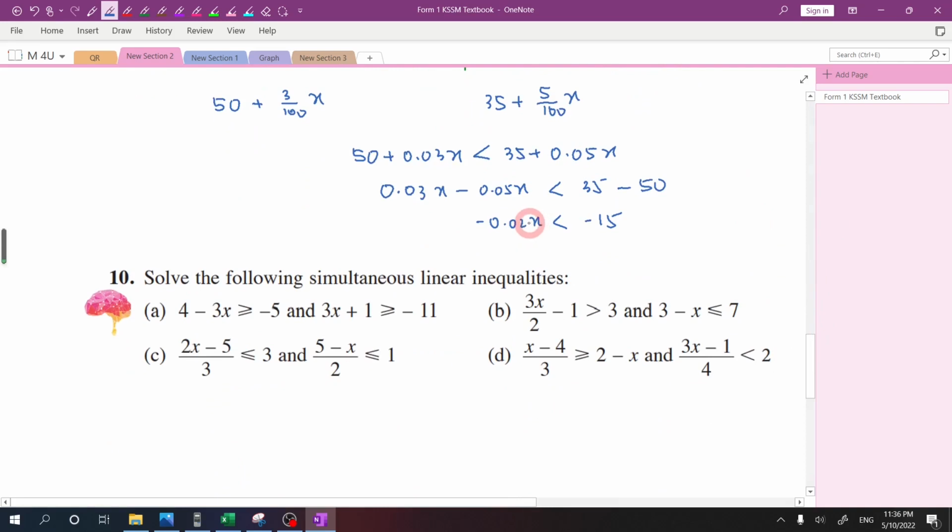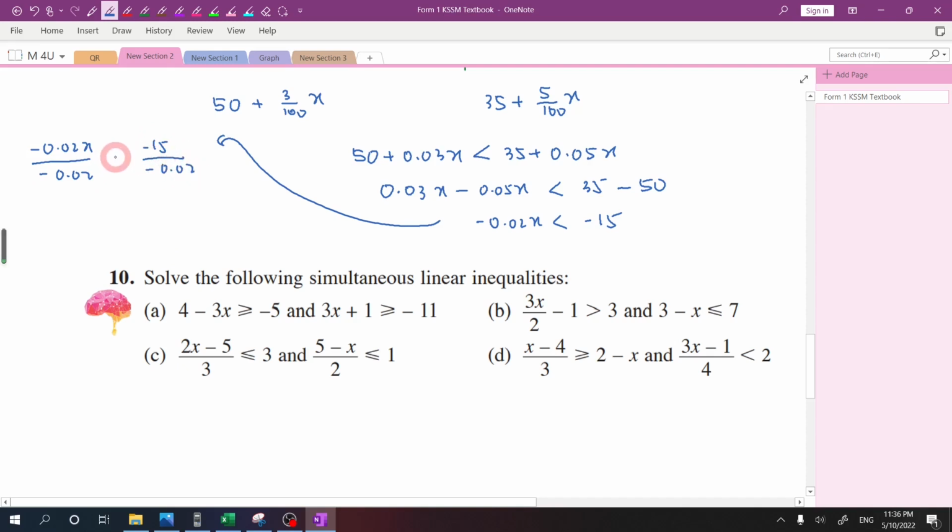Okay, until this, you need to be more careful. As I told you just now, when you see the coefficient of x has a negative sign, you need to be more careful. We divide both sides by negative 0.02 so that we can get rid of this. We want to do this, right? Negative 0.02x divided by negative 0.02. And here we do the same thing, negative divided by negative 0.02.